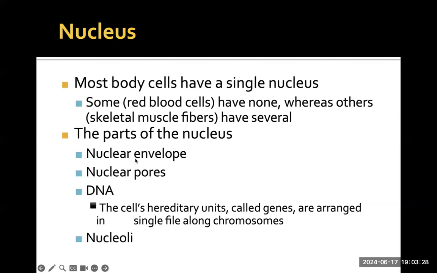There are different parts of the nucleus. You have a nuclear envelope, which is the outside portion of it. In the nuclear envelope, you have pores, which are little openings. And then on the inside, you have DNA. This is your cell's genetic information that gets arranged into chromosomes. And then you have the nucleoli, which is the center of the cell.